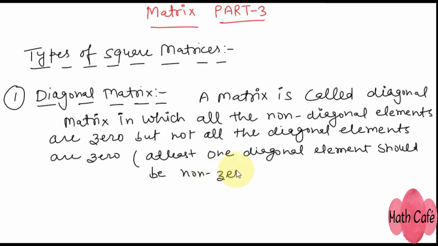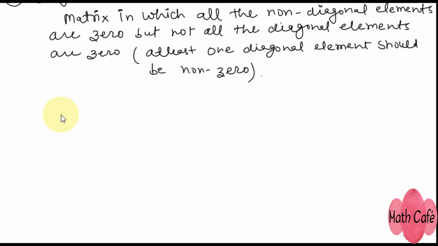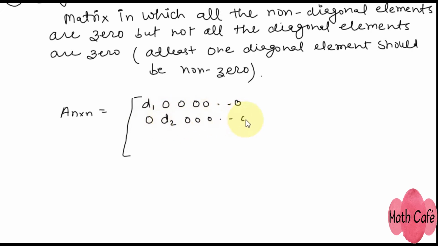All right. So let's take an example. If a matrix is of n cross n order, then we can represent it as first element is d1 and all the other elements in that row should be 0. And second element is d2 and all the non-diagonal elements are 0. Just like that, d3 and all the non-diagonal elements are 0. And same as last element is dn.